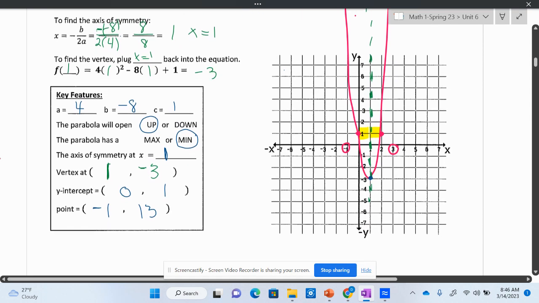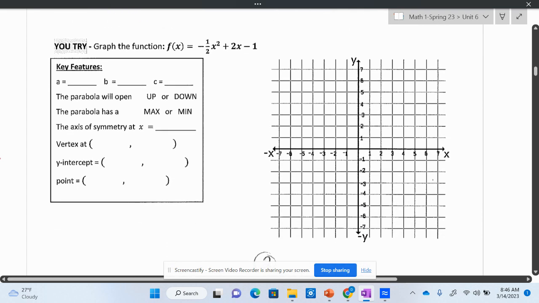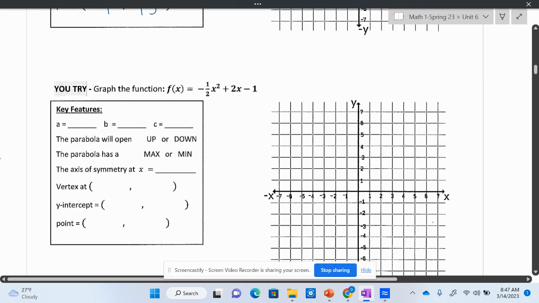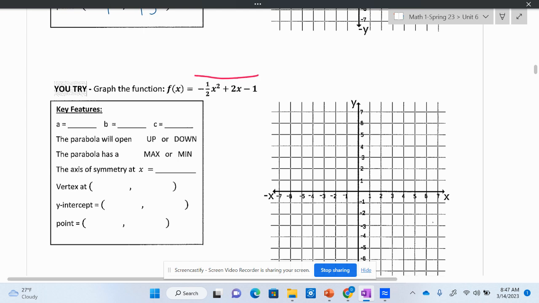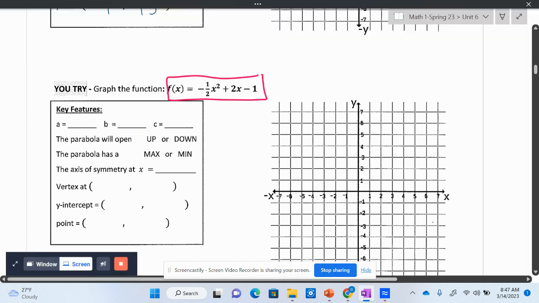So I'm going to go to Desmos because I think that Desmos is beneficial. I'm going to input this equation right here into my y equals in Desmos. While I'm doing that, I want you guys to fill this out because I know that you can. Look at the equation and tell me what the value of A, B, and C is. Write it down on your paper.